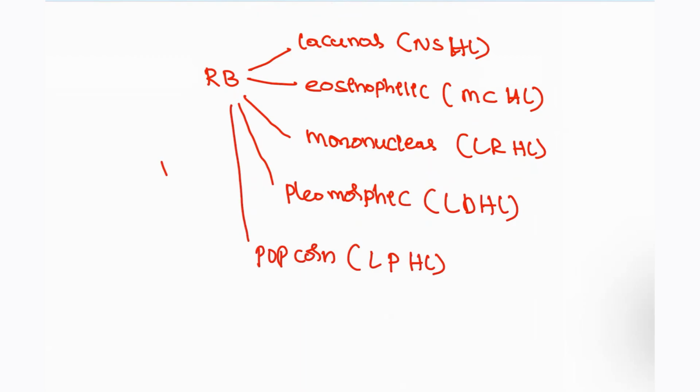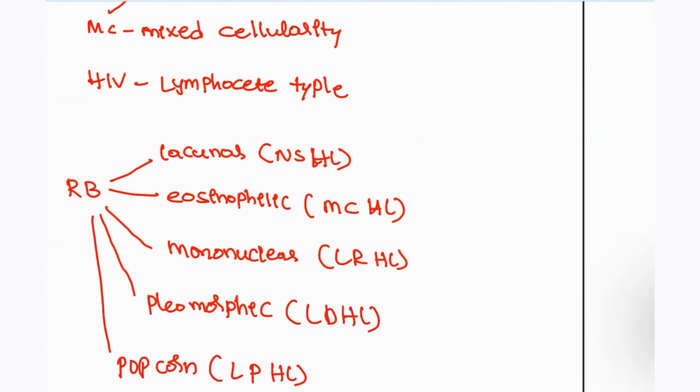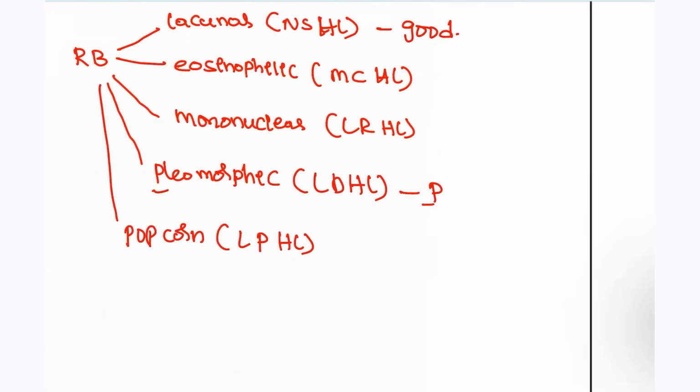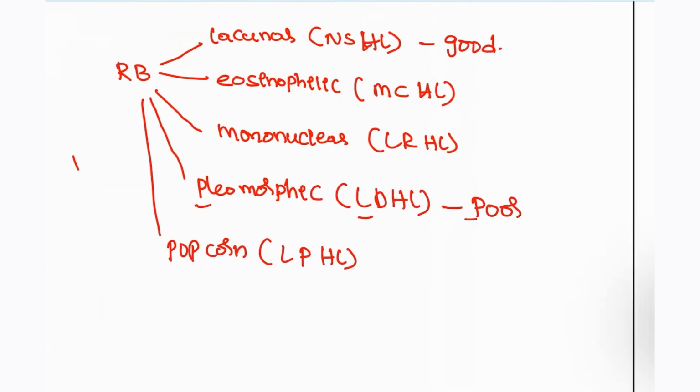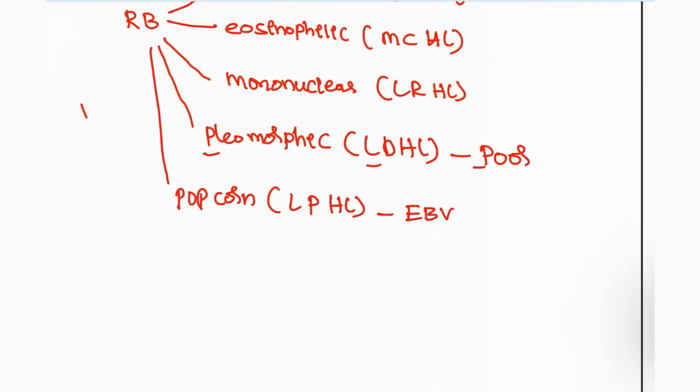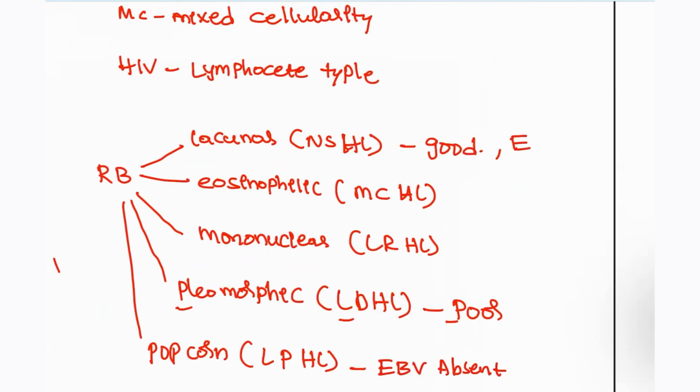Next, what are the excellent prognosis types? So here, this lacunar is a good prognosis. Okay, next, what are the poor prognosis types? P for pleomorphic, P for poor prognosis, or the lymphocyte depleted type, where the prognosis will also be very poor. Next, Epstein-Barr virus. Epstein-Barr virus will be associated with all types, okay, except this one. So, Epstein-Barr virus will be absent in this patient. Along with this, here also, Epstein-Barr virus will be absent. These are the points that you have to take note.